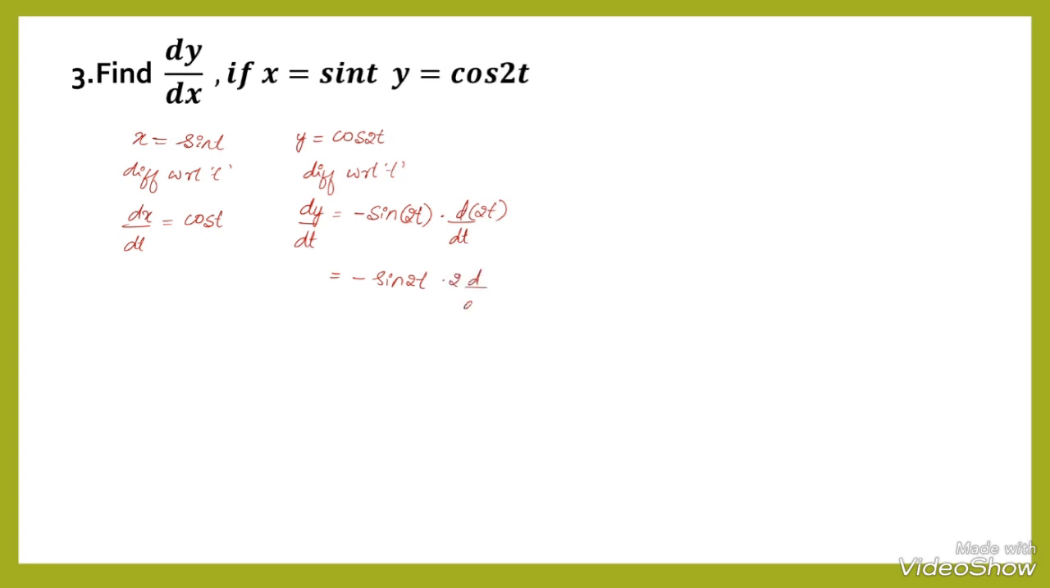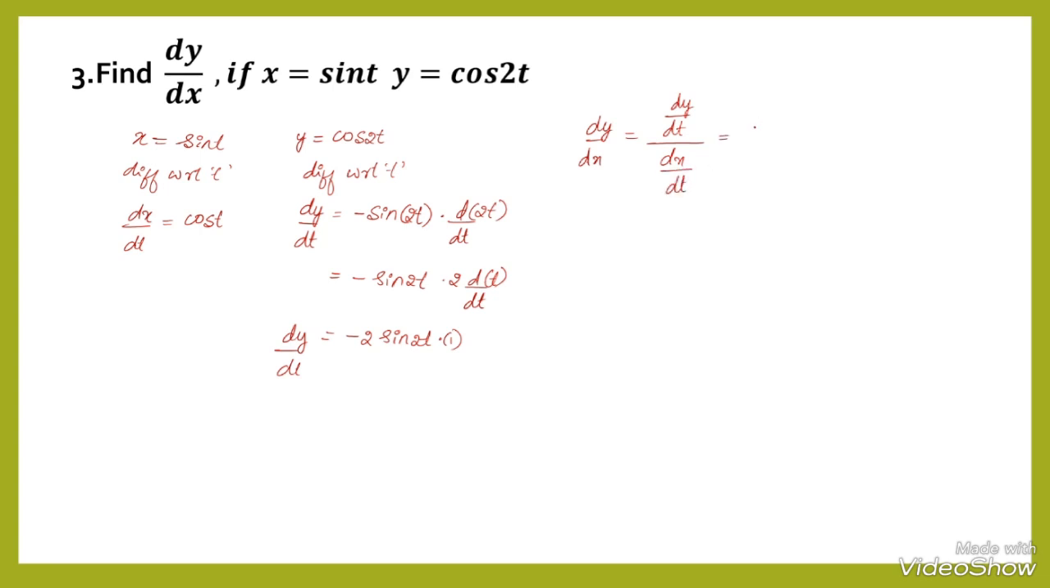Again d by dt of t. Then it is minus 2 sine 2t into d by dt of t, which becomes 1. So dy by dt is equal to minus 2 sine 2t. We want dy by dx, so I'm taking dy by dt divided by dx by dt.